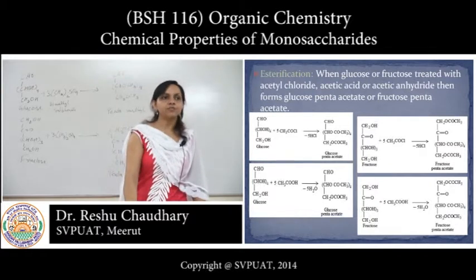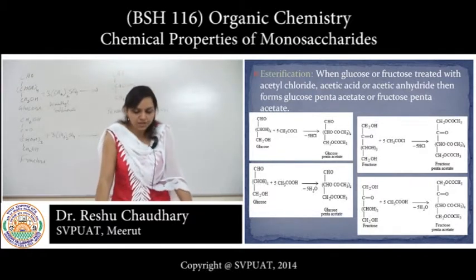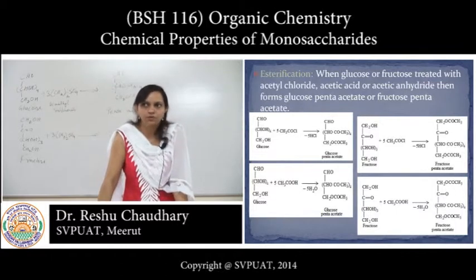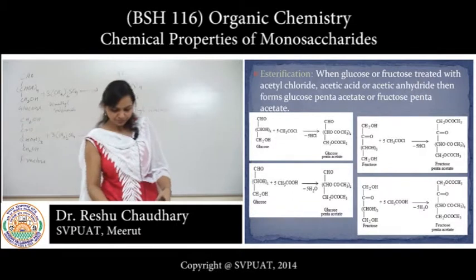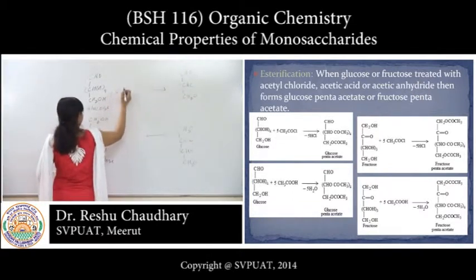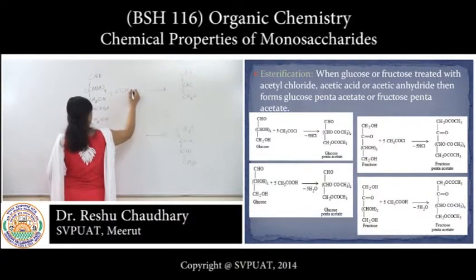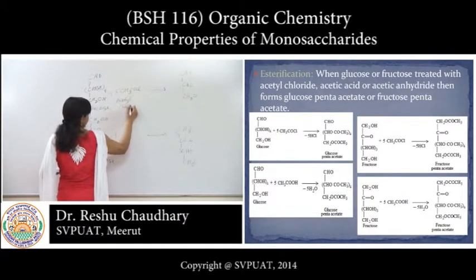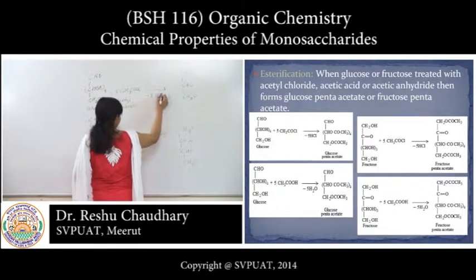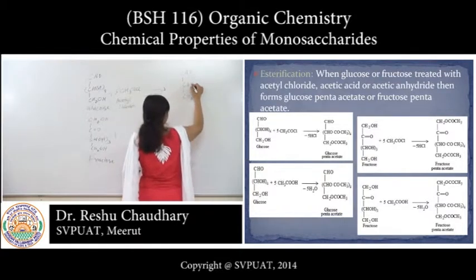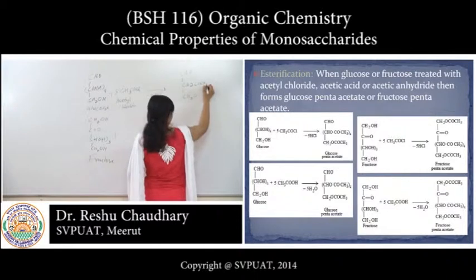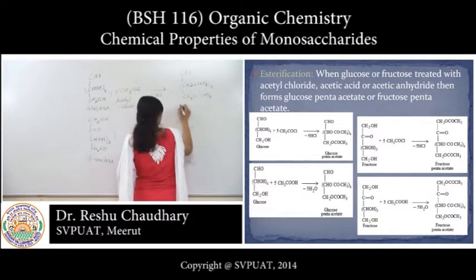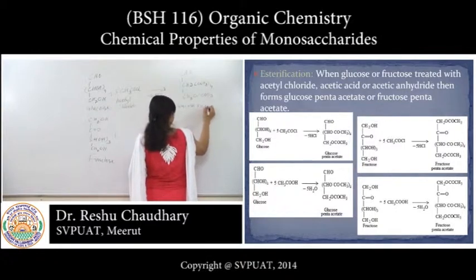Now the next reaction will be esterification. When glucose or fructose is treated with acetyl chloride, acetic acid or acetic anhydride, it forms glucose pentaacetate or fructose pentaacetate, and the reaction will be: this is the glucose structure. When it reacts with acetyl chloride, CH3COCl, 5 molecules of acetyl chloride, then 5 molecules of hydrogen chloride come out, and then it forms CHO, (CHO, CO, CH3) whole 4, CH2O, CO, CH3. This is glucose pentaacetate.